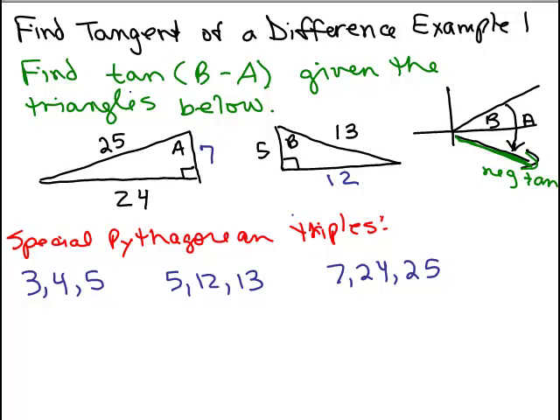So now, in order to compute the tangent of b minus a, we're going to need to know the tangent of b and the tangent of a. So looking at the picture, let's first write down what the tangent of a is. We look at a and it's opposite over adjacent, so it's 24/7. And the tangent of b, look at angle b, opposite over adjacent is 12/5.